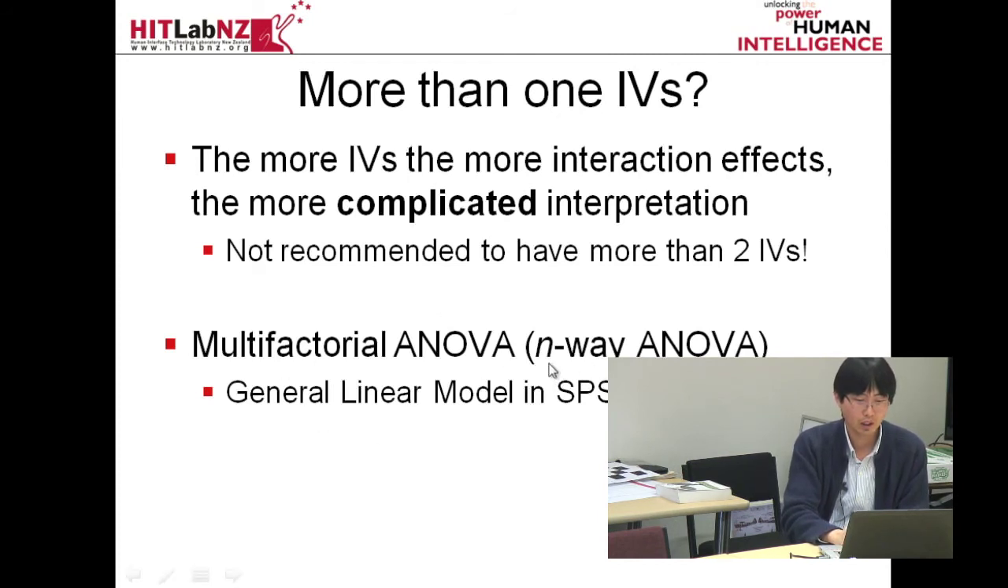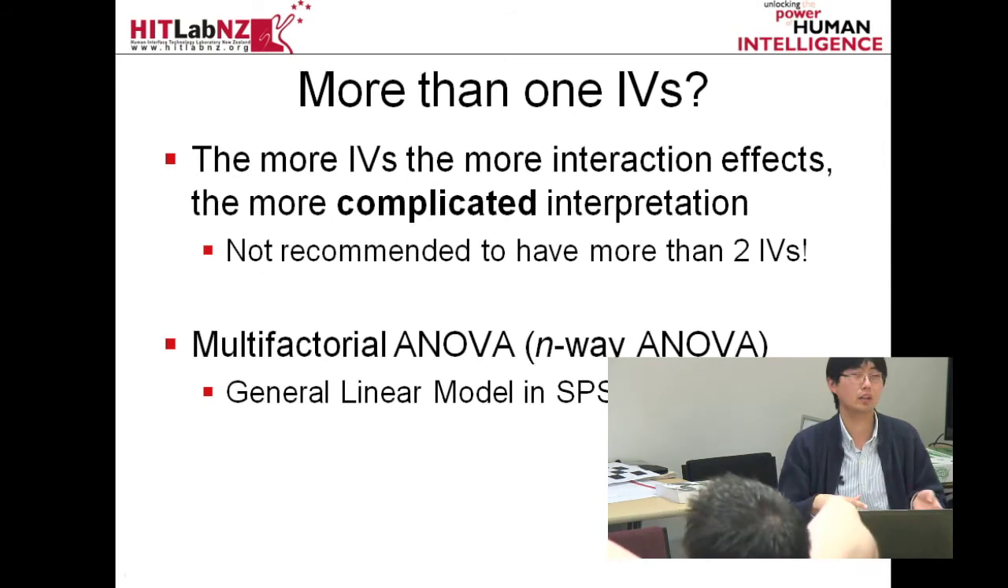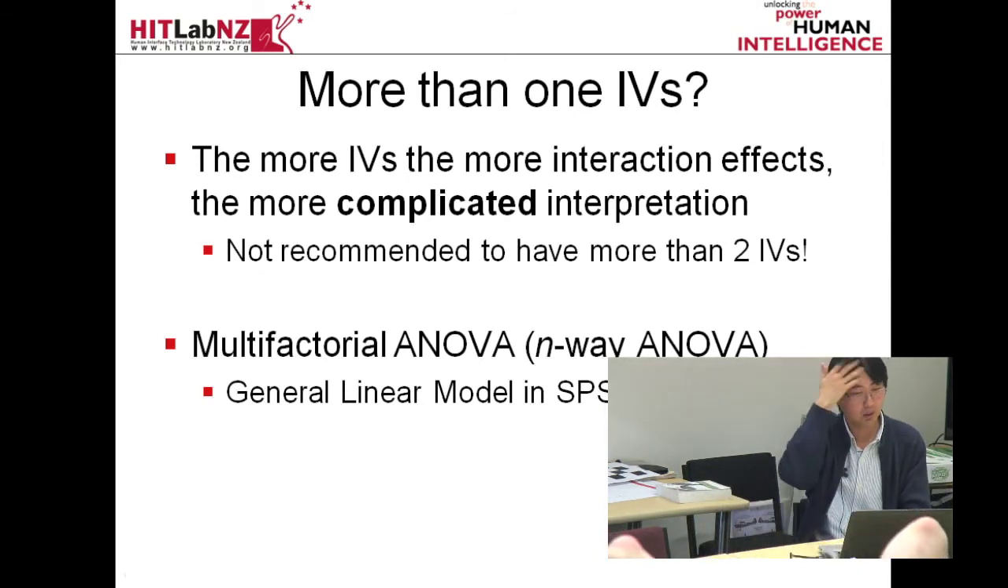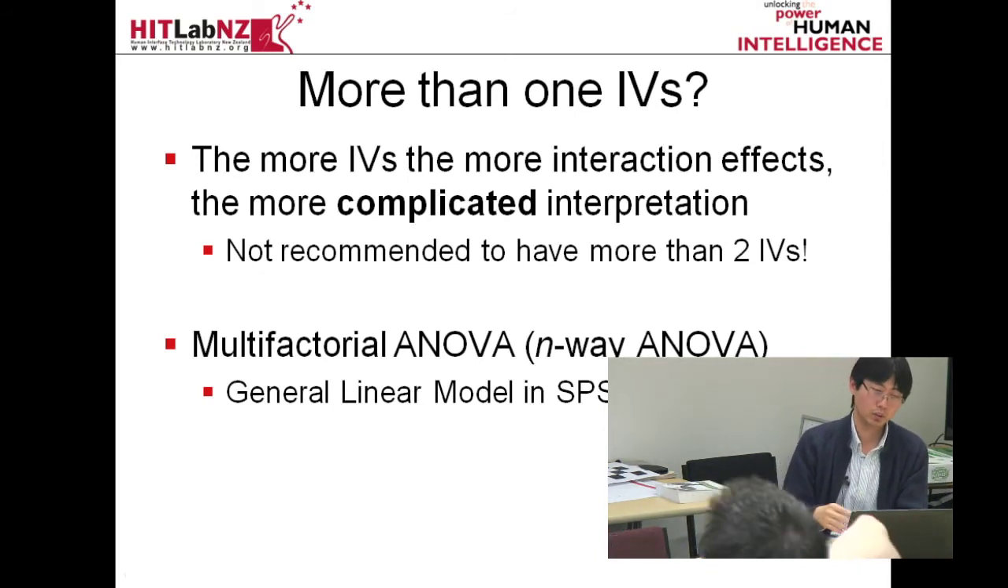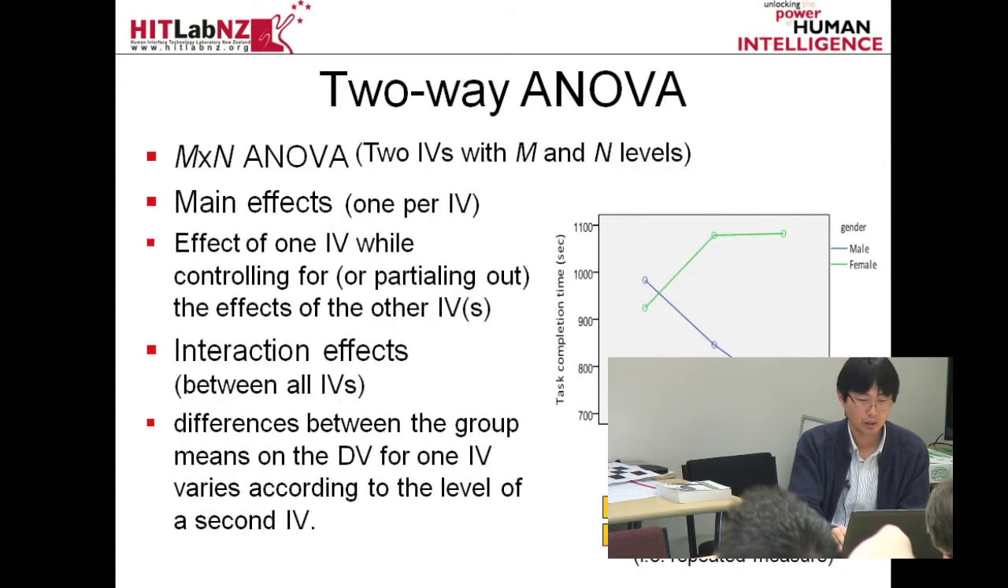And again, depending on the number of independent variables, it's called n-way ANOVA. If you had 2 independent variables, then it's called 2-way ANOVA. If it was 3, 3-way ANOVA. Or usually if it's more than 2, then usually you just simply call it multifactorial ANOVA. And in SPSS, there's a tool called GLM, which is General Linear Model. And I think, yep, there it is. So we'll go with an example of 2-way ANOVA.